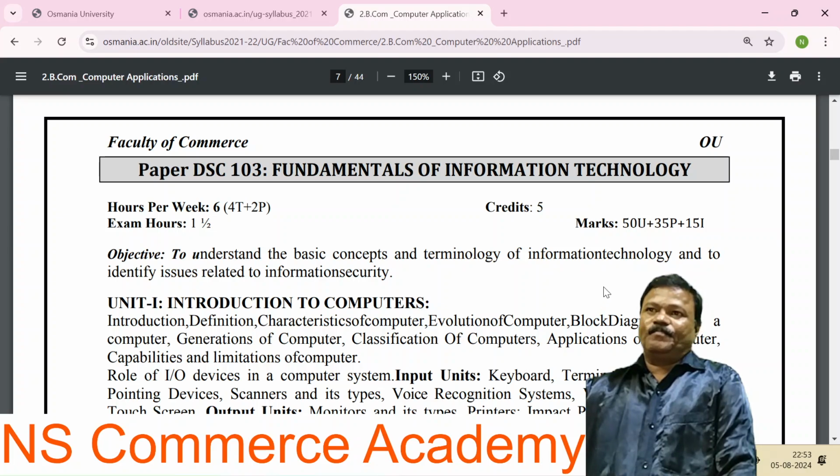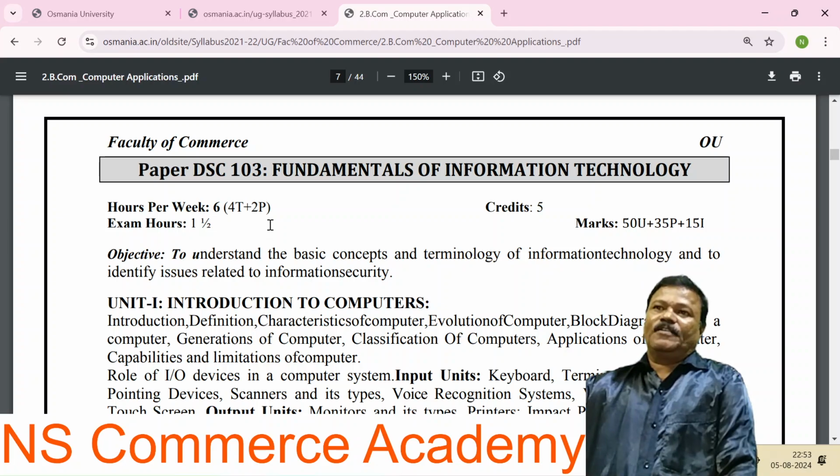So friends, now come to the BCom first semester core subjects. We have Fundamentals of Accounting, BOM, and Fundamentals of Information Technology. Under this subject, now we are going to discuss the Fundamentals of Information Technology.